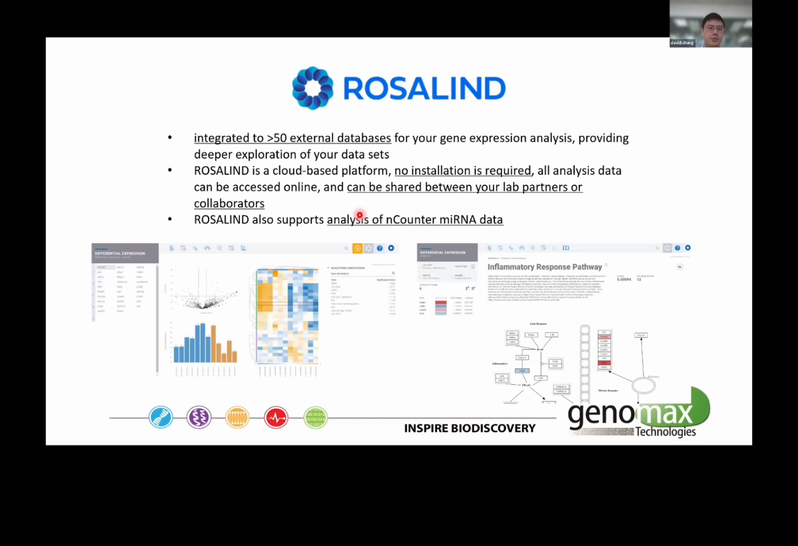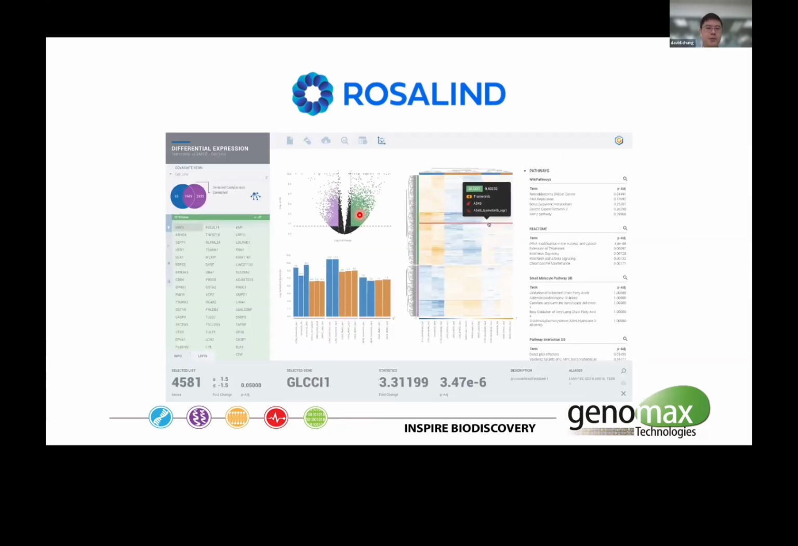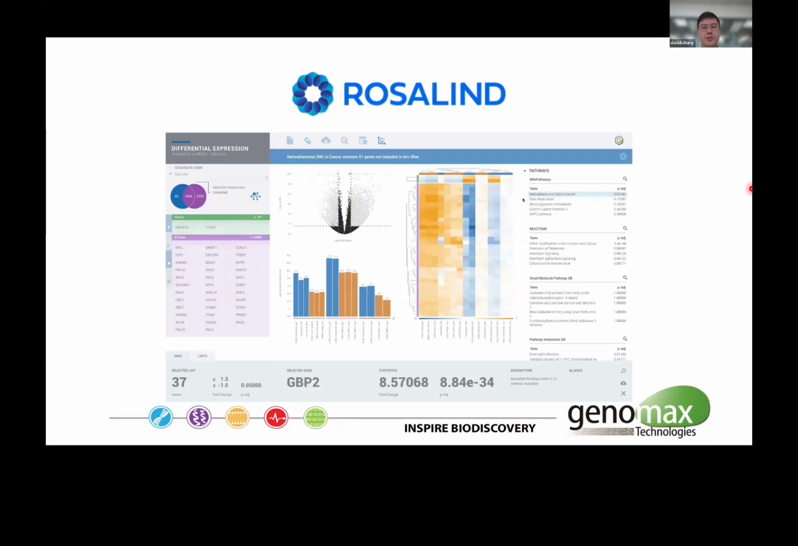Other than that, Nanostring also collaborated with a third-party bioinformatics data analysis platform, ROSALIND. This is a cloud-based data analysis platform, and due to the collaboration, they allow nCounter users to analyze their data for free using the platform for a year. So basically, there are two different analysis pipelines for the user to try out.